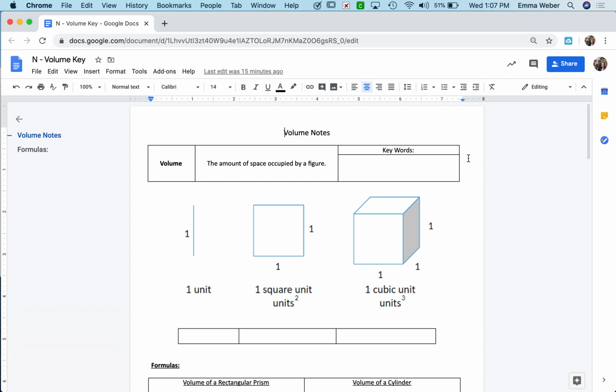In this video, we are going to be going over what the volume of three-dimensional shapes is, and specifically we're going to be focusing on rectangular prisms and cylinders.